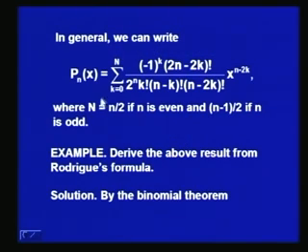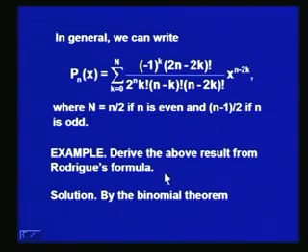Now, in general we can write P_n(x), given by the Rodrigues formula, as the sum over k equal to 0 to N of (-1)^k (2n - 2k)! over 2^n k! (n - k)! (n - 2k)! times x^(n - 2k), where this capital N is equal to n/2 if n is an even integer, and (n - 1)/2 if n is an odd integer. Let us derive this result by using the Rodrigues formula.